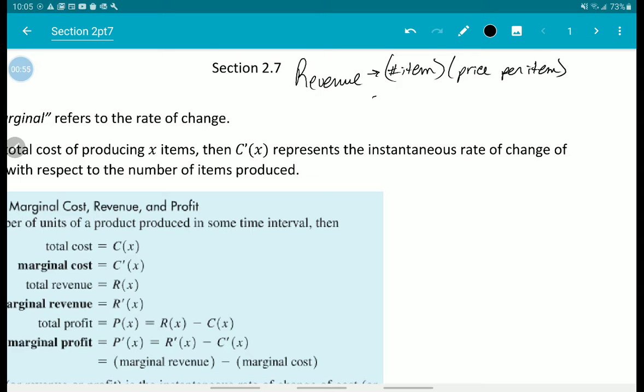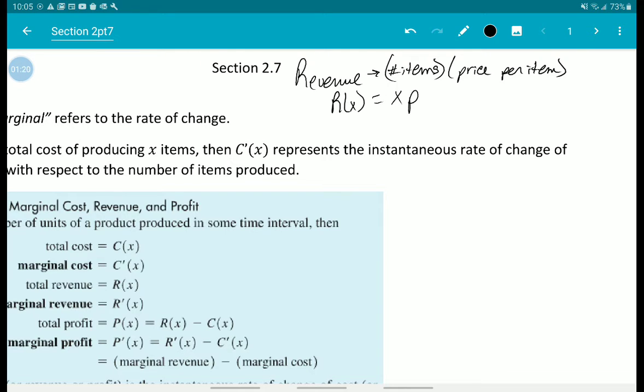So sometimes you don't have the revenue equation, but you have all the pieces to create the revenue equation. So I'm going to call revenue R of X. So X is how many items that we sell, and P is the price. So sometimes you may have the price equation, how much you would sell each item for, and you would be able to figure out revenue just by multiplying that price equation by X.